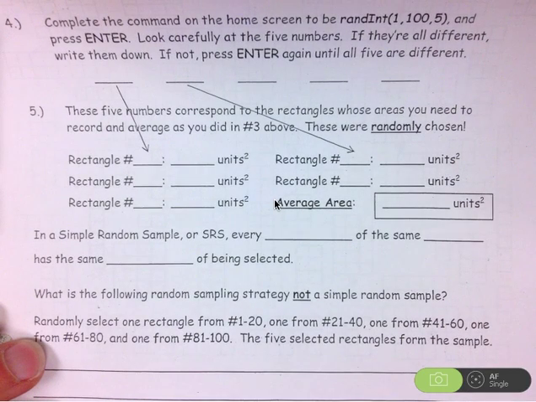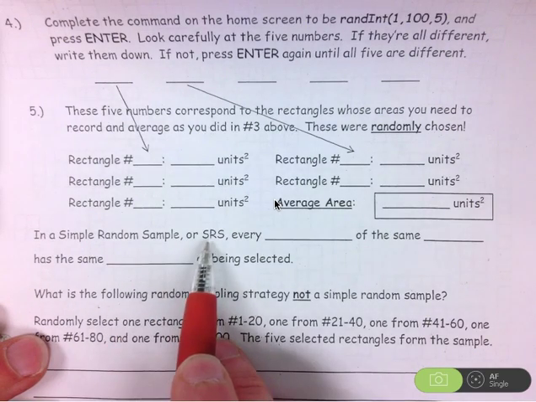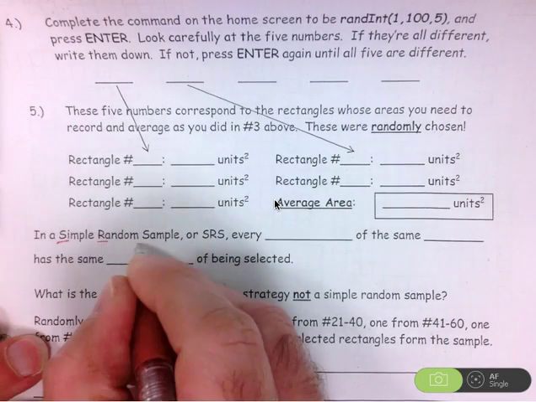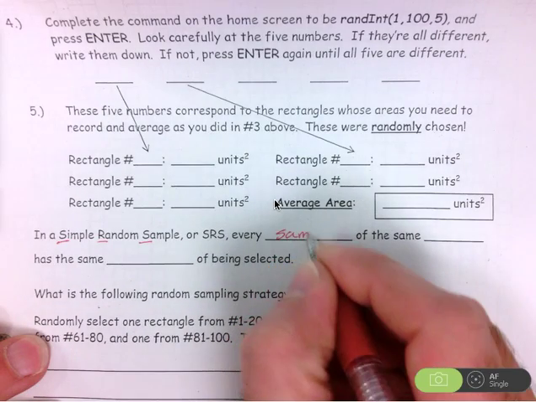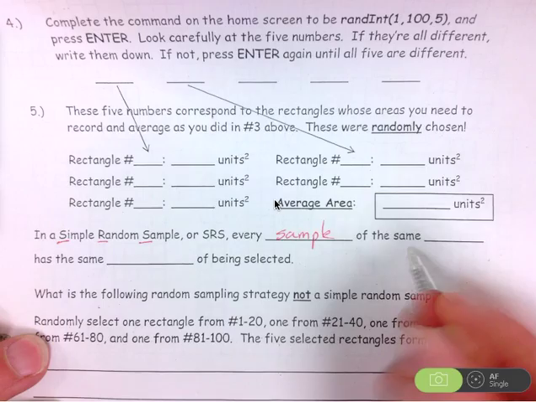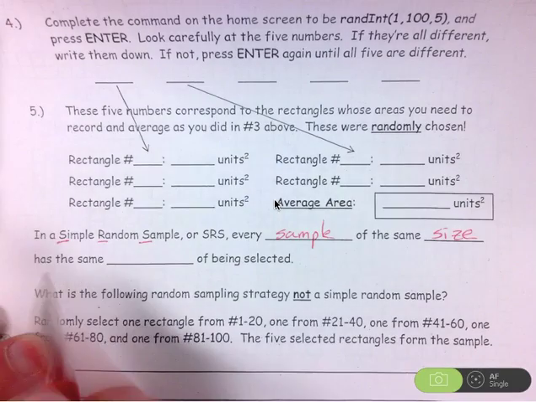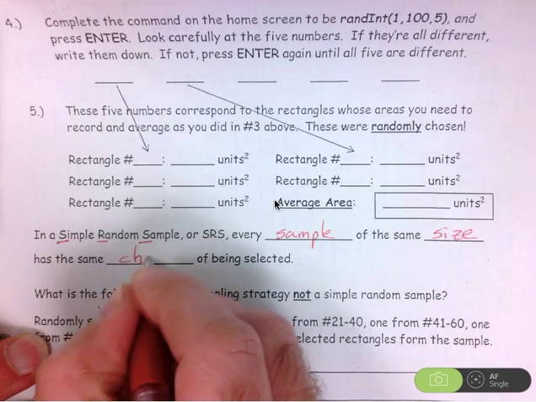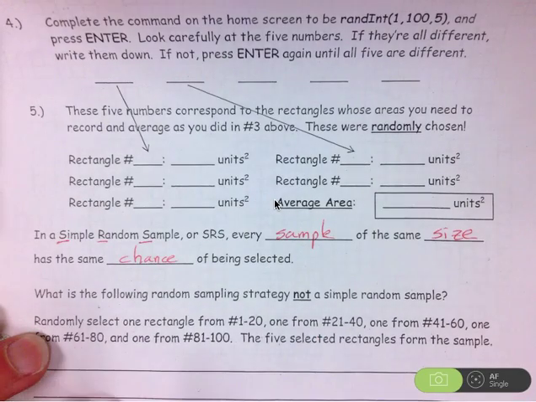Let's review again what we mean by a simple random sample. In a simple random sample, or SRS for simple random sample, every sample of the same size has the same chance, the same likelihood, the same probability of being selected.